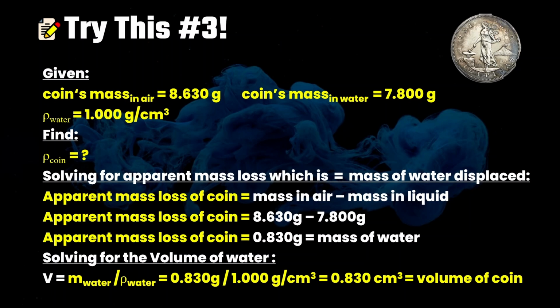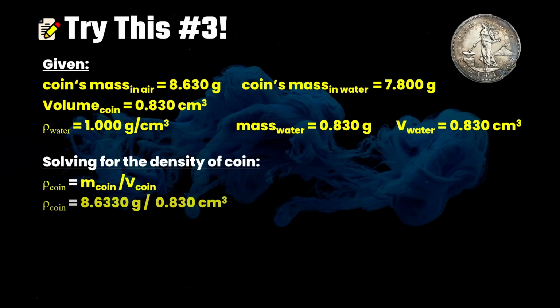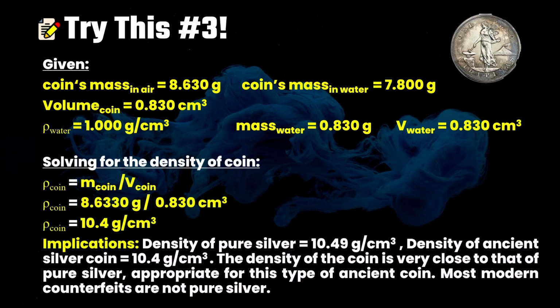So we can solve for the volume of water using the density formula. Mass of water is 0.830 divided by the density of water, 1.00 gram per cubic centimeter. So the volume of the coin is 0.830 cubic centimeters. And then we can use that information to solve for the density of the coin. We'll use the density formula again to find the density of the coin. 8.630 divided by 0.830. So we'll get 10.4 grams per cubic centimeter.